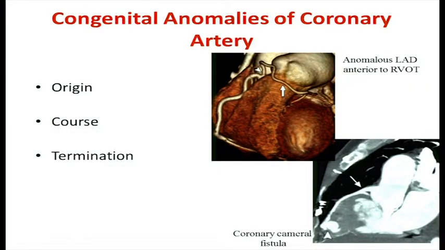The other area where coronary CT angio can be done is when you are suspecting a congenital anomaly of the coronary artery. You can see not only the origin of the artery, like in this case an anomalous LAD arising from the RVOT, but you can see the course of the artery also. On the catheter angiogram you can see only the opacified artery, but you are not seeing the underlying structures. Here you can see the entire course of the artery and also its termination. So it's appropriate to do coronary CT angiogram when you are suspecting a congenital anomaly.